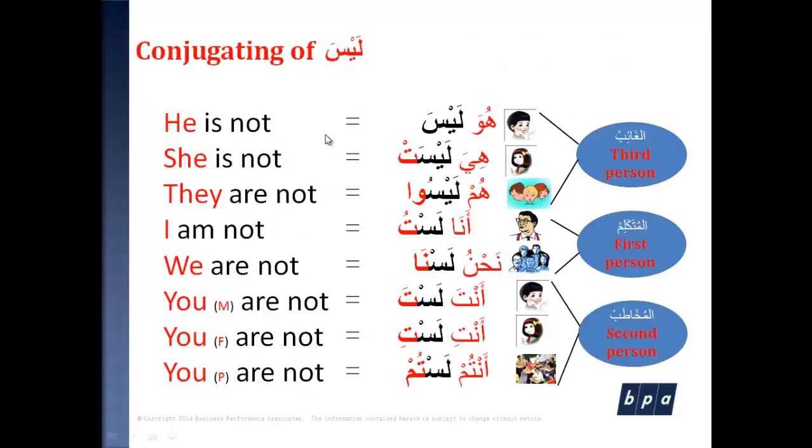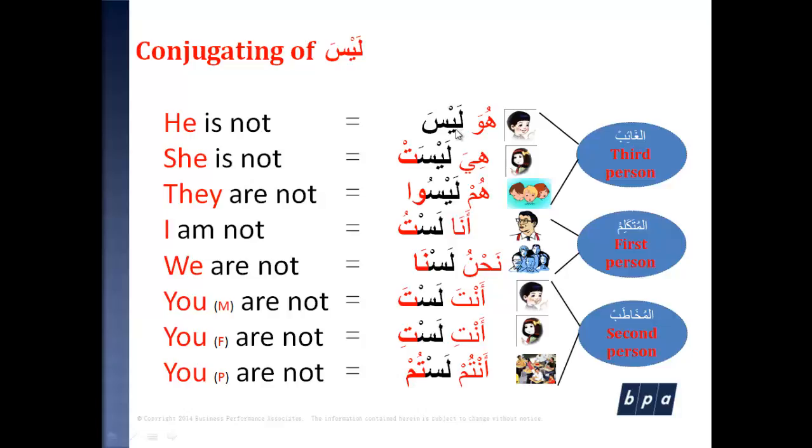Here's the conjugation of laysa. هو ليس, he is not. هي ليست, she is not. هم ليسوا, they are not. أنا لست, I am not. نحن لسنا, we are not. أنت لست, you are not as a male. أنت لستِ, you are not as a female. أنتم لستم, you are not in plural sense.